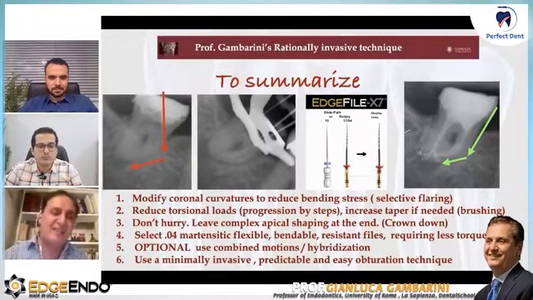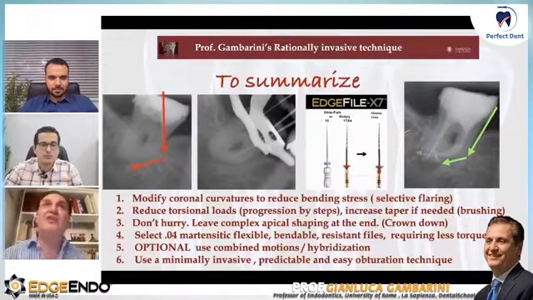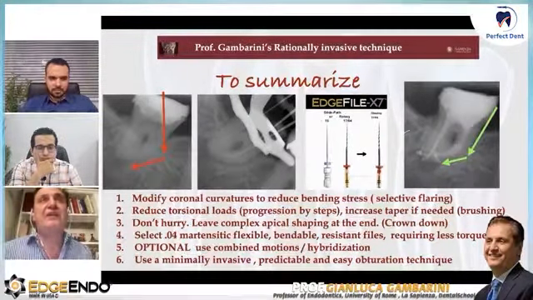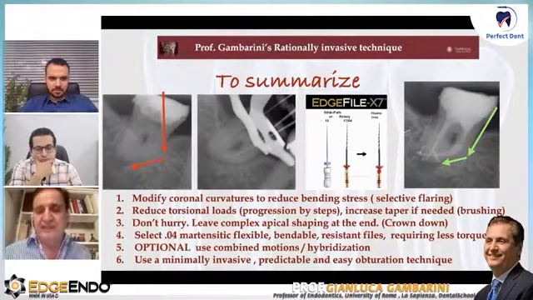At the end, number 6, I'm using a minimal invasive obturation technique. I don't want to enlarge my canal for post. I don't want to enlarge my canal for obturation. And to put a plugger, I want to use a very conservative obturation technique. And this is why I'm using bioceramics called instrumentation technique.